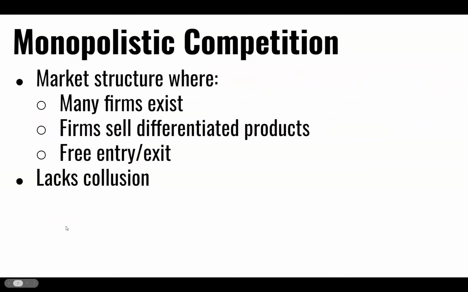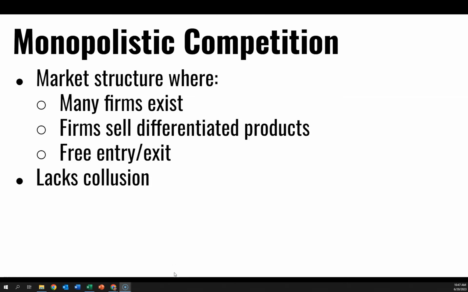So monopolistic competition is sort of a mix, a marrying of both monopoly and perfect competition, as the name might imply. It is a market structure where there are many, many firms, so no one firm can control the market, just like in perfect competition. But these firms are selling differentiated products like a monopolist will. There is free entry and exit in this market structure, just like in perfect competition, and it lacks what's known as collusion. The firms cannot work together. There are so many firms that no one firm can control the market, and the firms cannot work together to operate as a monopoly.